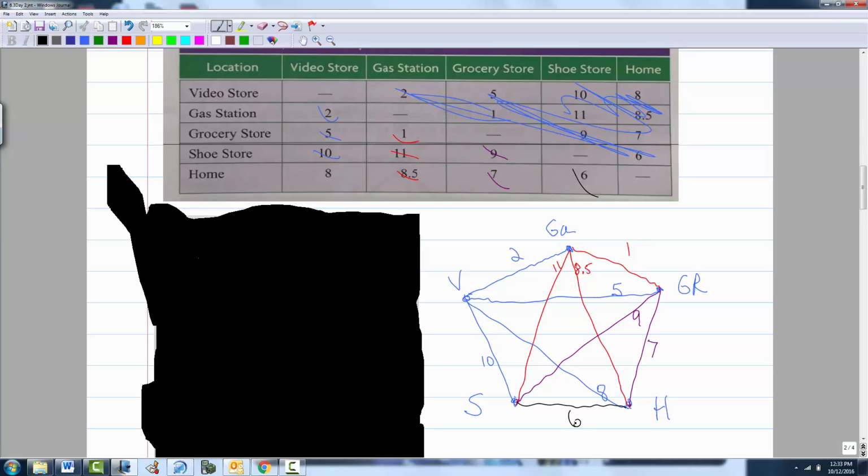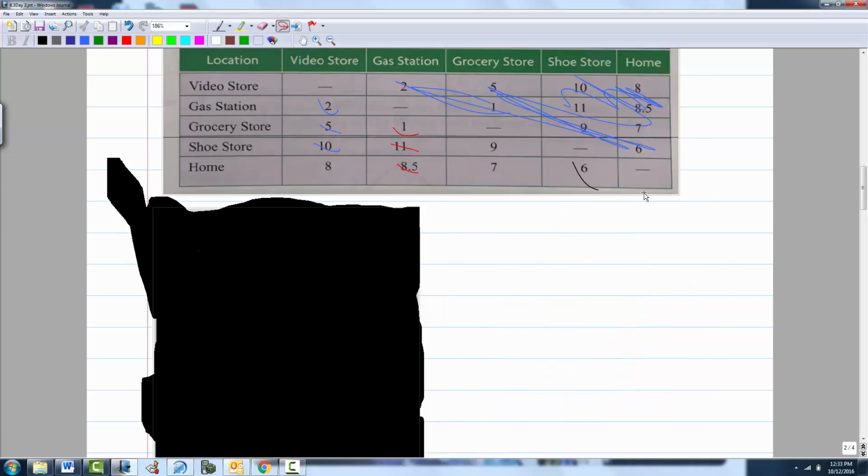Okay, so you got all these numbers on this, and then what you have to do for a Hamiltonian circuit is check each vertex. There are 5 checks for this. I'm not going to list the vertices. I'm just going to do the numbers now, because that will be easy.